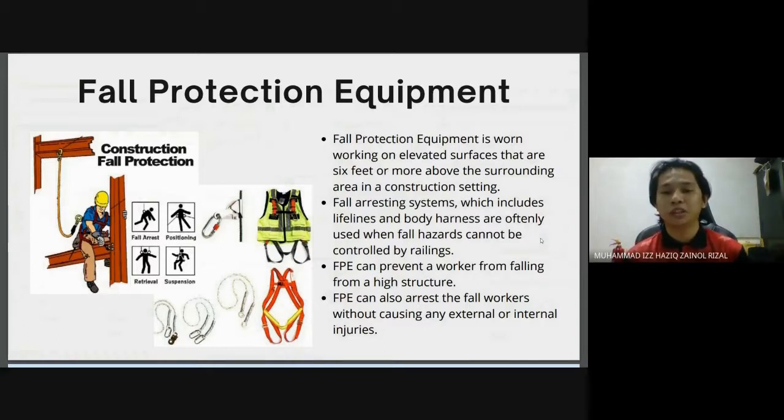So fall arresting system, which includes lifelines and body harness, are often used when fall hazards cannot be controlled by railings. FPE can prevent a worker from falling from a high structure. FPE can also arrest the fall of workers without causing any external or internal injuries.